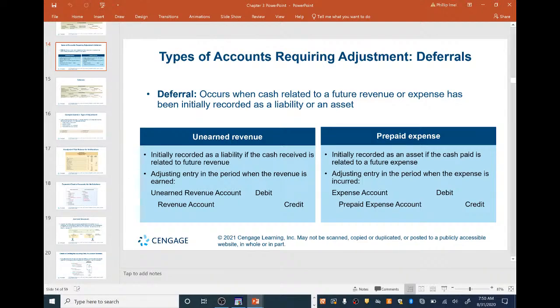So this is what this bullet is talking about here, unearned revenue. Initially recorded as a liability if the cash received is related to a future revenue. So let's talk about that bullet point. Once again, remember, I own an apartment complex, right? Someone pays me at the end of December for rent that's going to take place in January. So they're paying the landlord in advance.